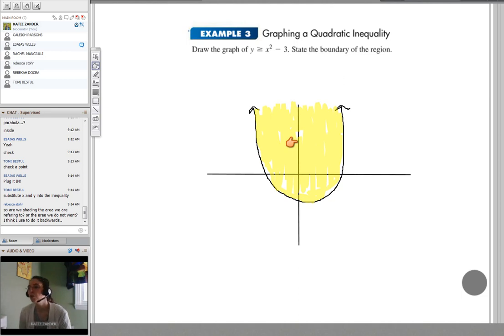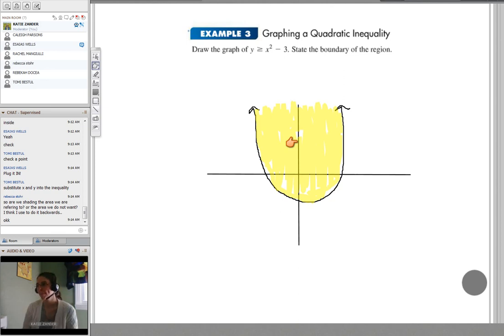It's the area we do want. So we shade our solutions. Yep, so the shading goes over the area we do want to include. Whatever is not the solution is not shaded. We leave it blank or kind of white or whatever it may be.